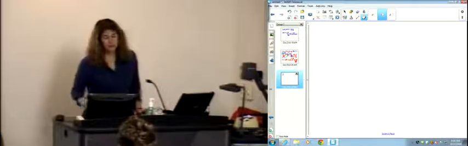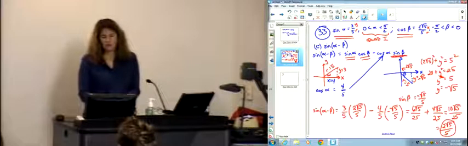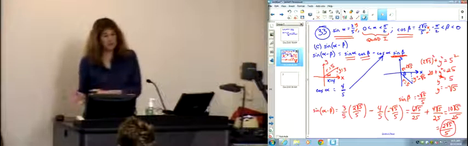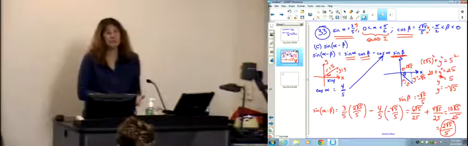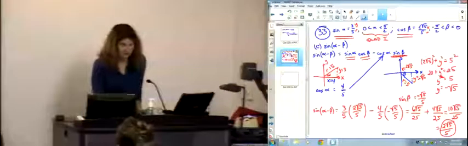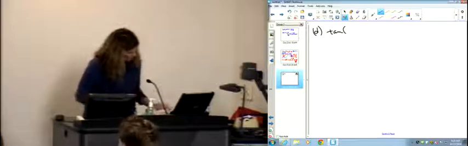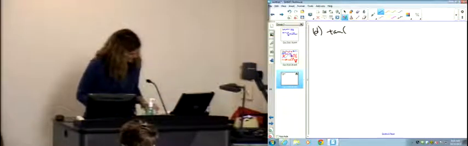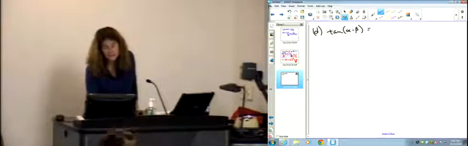All right, were we finished with that part? Any other parts of that one? Actually, while we're on that one, why don't we do the tangent part of that? Because the tangent tends to be a little more involved on some of these. Let's go ahead and do the tangent because we got the information right here. Part D said to find the tangent of something. I can't remember now. Alpha minus beta. There we go. Tangent of alpha minus beta.